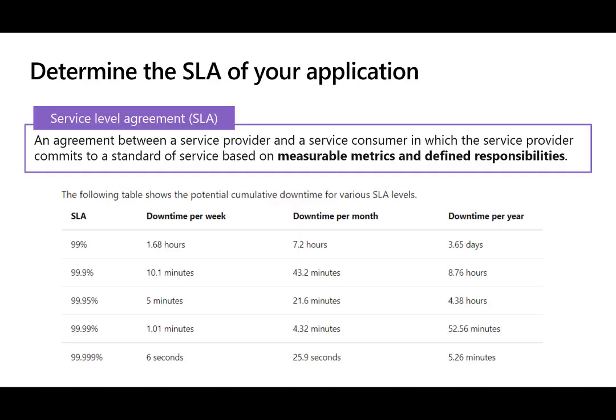I guess maybe a lot of you are already familiar with the concept SLA. A service level agreement, also known as SLA, is an agreement between a service provider and a service consumer in which the service provider commits to a standard of service based on measurable metrics and defined responsibilities. SLAs can be strict, legally bound contractual agreements, or they can also be assumed expectations of availability by customers.